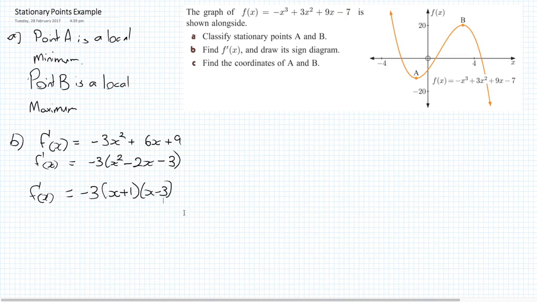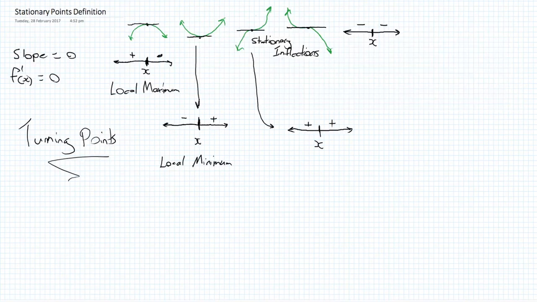So we know that there's going to be, to make this entire function equal to 0, because remember with our definition that these points occur when our slope is equal to 0.